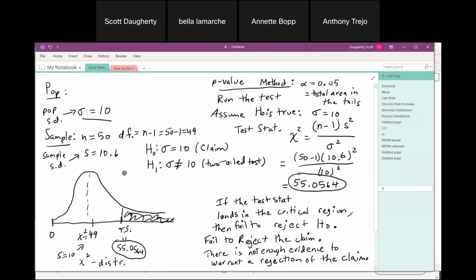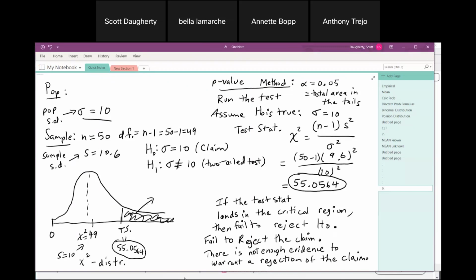Okay, look, if this had been 9.6, and you plug 9.6 into here, you're going to get a number a little bit below 49. And then you would find the area on the left side. I'll go through that scenario just in case you see it in the homework, but let's do this one first. So what we're going to do is find the area from 55.0564 on up. And that's going to be our p-value.